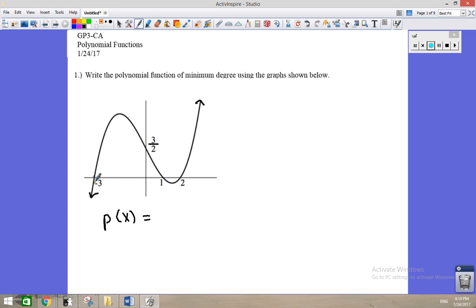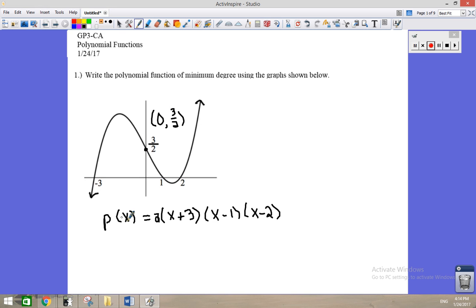It has an x-intercept at -3; in factored form, that's x plus 3. It has an x-intercept at +1; in factored form, that's x minus 1, and x minus 2. But this is not my answer. I don't know what that leading coefficient is going to be. I do know that the y-intercept is passing through the point (0, 3/2).